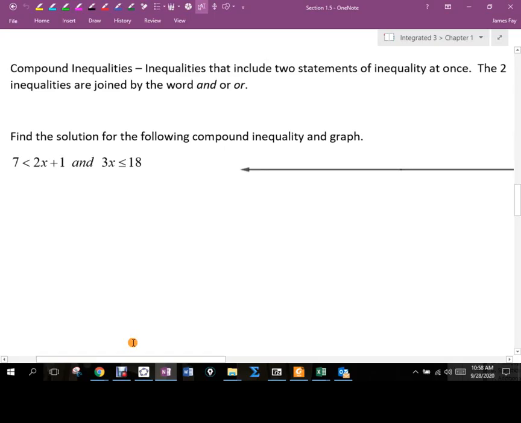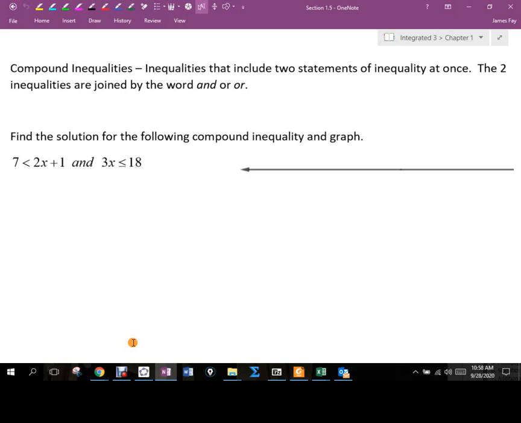All right. Compound. What's compound mean? Together. Two or more, right? So if I have compound words, it's one word but made of two or more, right? Okay. So compound inequalities is still an inequality, but it's made up of, in this case, two inequalities. Two separate smaller inequalities.